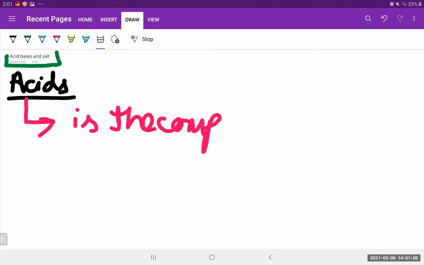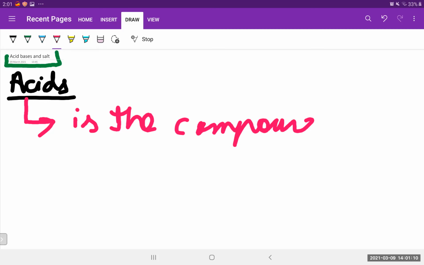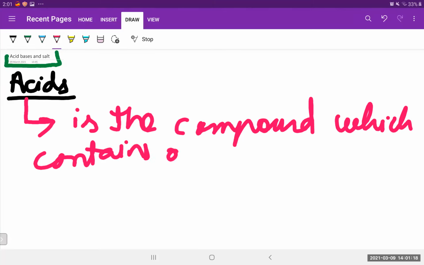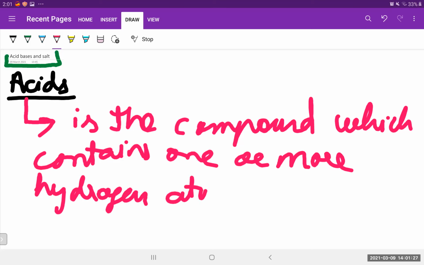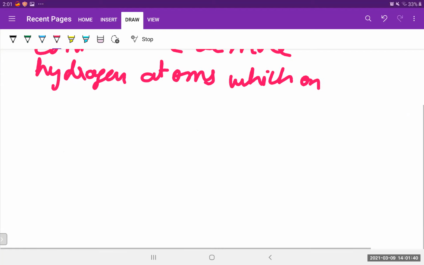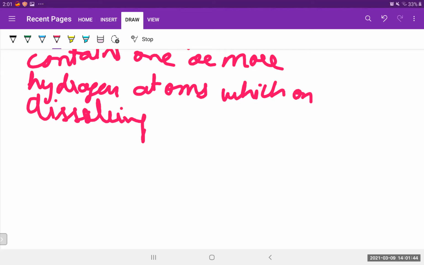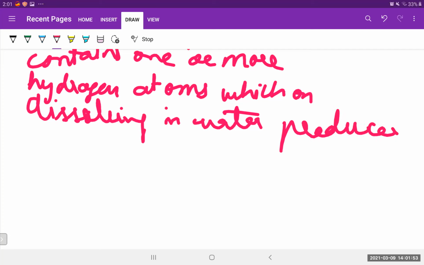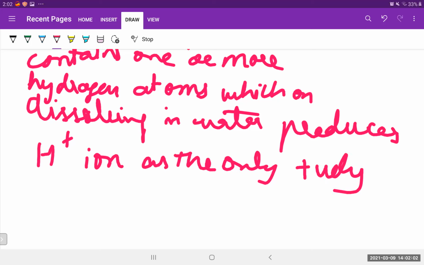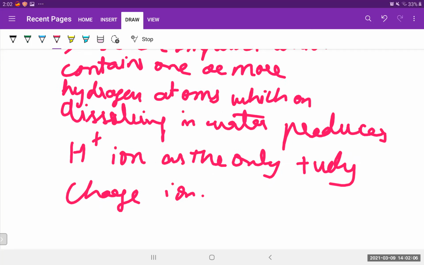An acid is a compound which contains one or more hydrogen atoms which, on dissolving in water, produces H plus ion as the only positively charged ion. Very, very important.